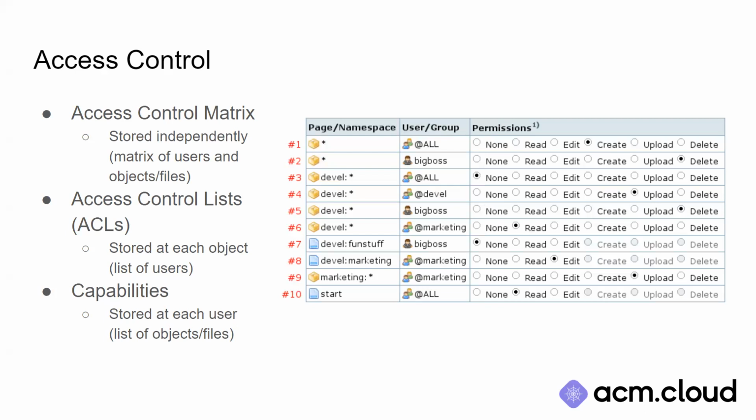Okay, and then an alternative approach is to use what are known as capabilities. These are stored at the users themselves and are essentially just a list of the permissions that the user has.